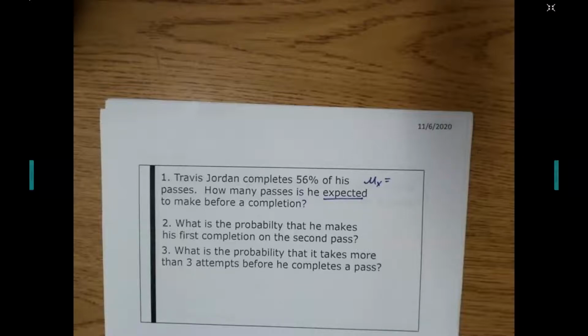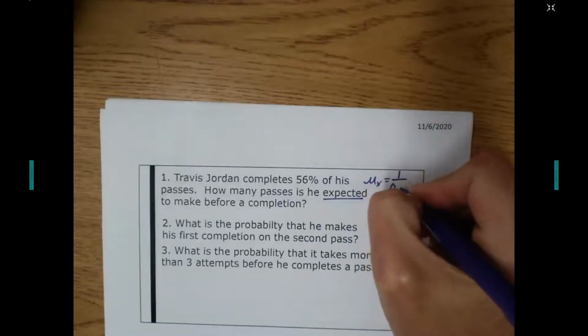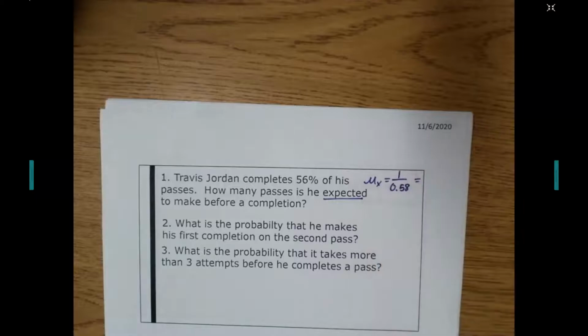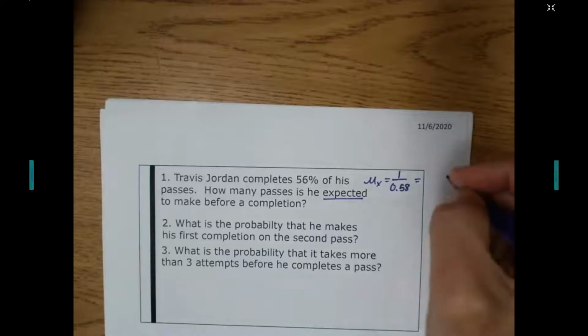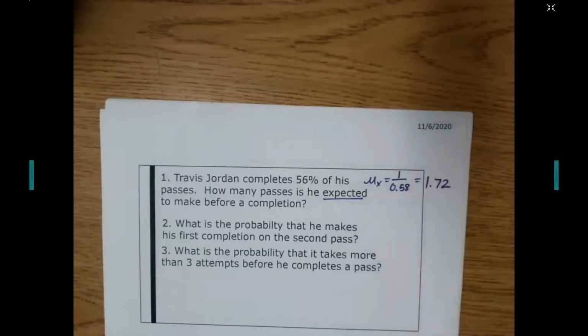But we know it's geometric because success or failure, either he completes the pass or he doesn't. All the observations, each pass is going to be considered independent of one another. The probability of success, 0.56, is going to hold true for each throw. And our variable of interest is how long until the completion happens. So how long do we expect that to take? Well, I just do 1 divided by the probability of success to find that expected value. So 1 divided by 0.58 is 1.72. So I expect him to take between 1 and 2 passes before I see a completion happen.